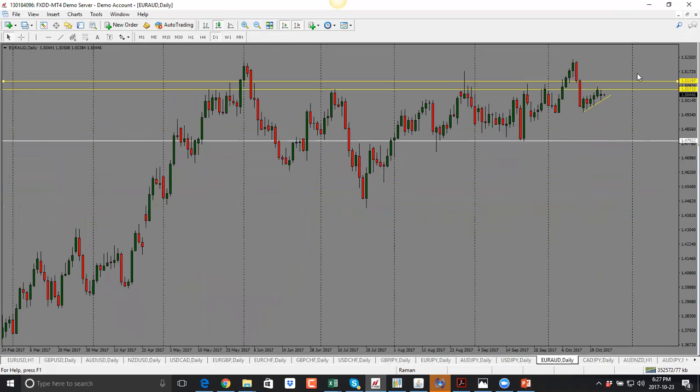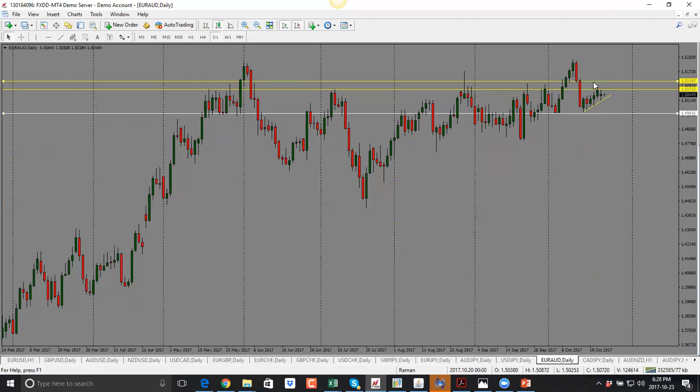Euro Aussie here, not a whole lot going on. It's kind of compressing into this level. So two things can happen. One, it could break to the upside because we do have this ascending triangle. But if it doesn't break to the upside, we need to see a break below this trend line so that we can trade this to the downside.